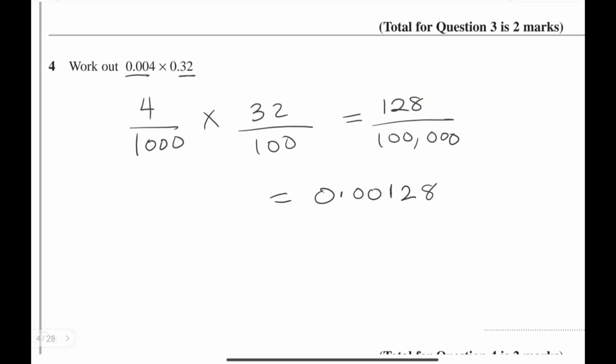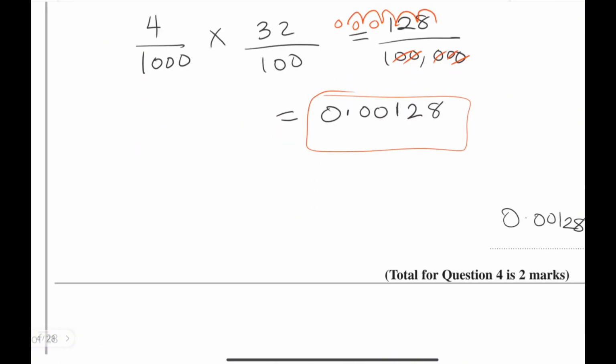Let me repeat that. First, we bring the decimal from this point, 1, 2, 3. So I'll cross out this. So this is 0.128. So we still have 100 left. Then I'll continue adding 1, 2. So that will be 0.00. So I'll take out 2 more zeros. So that becomes 0.00128, which is the same thing as what we have here. So the answer is 0.00128. I hope this is clear.